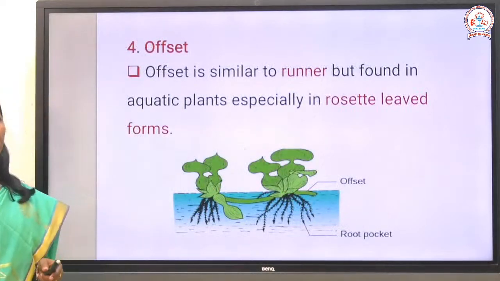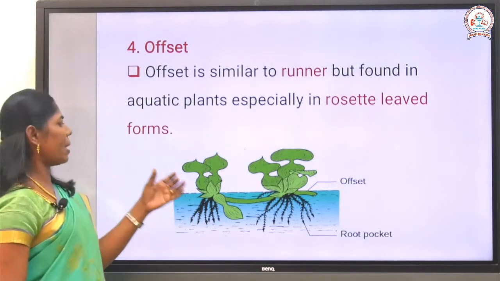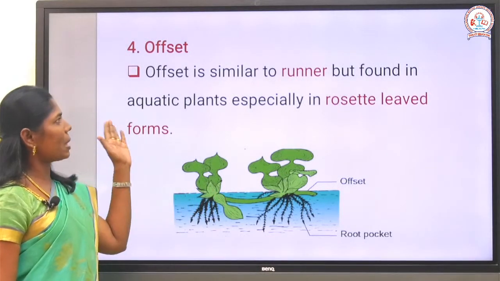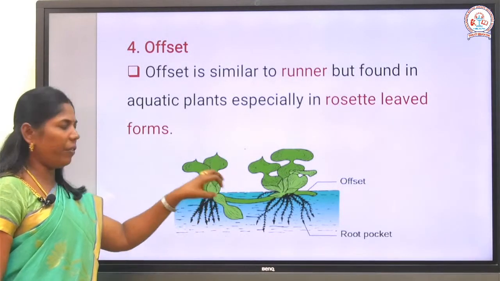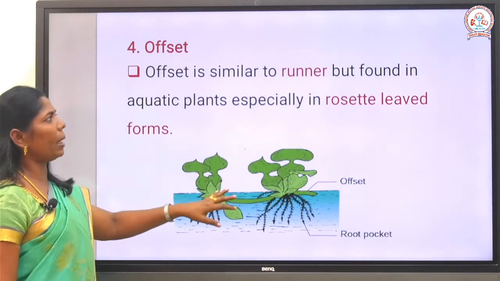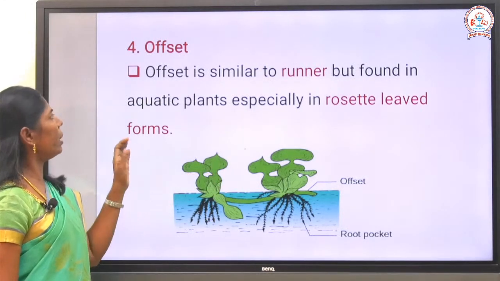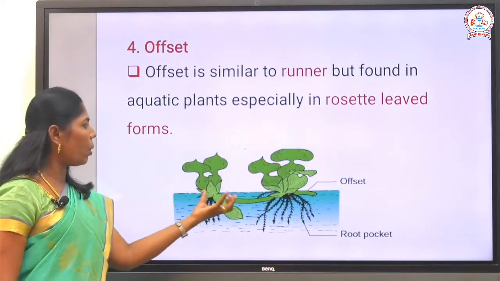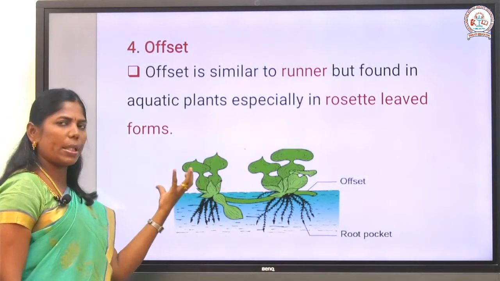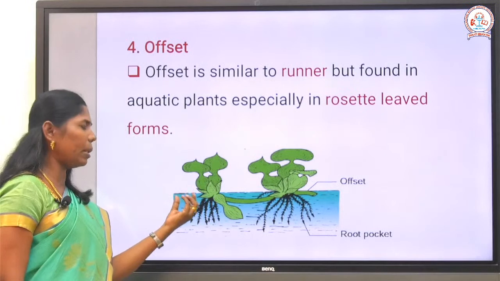So the next one is offset. The best example is Pistia. Offset is similar to the runner, but it lives in the water. It is not on land; it lives in the water, and is found in aquatic plants, especially in rosette leaves. Rosette means a bunch of leaves arise in that region.